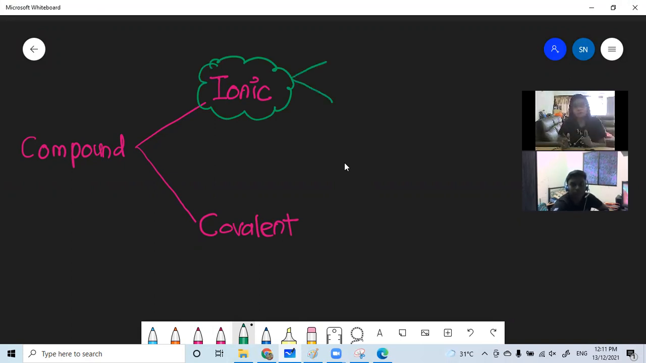Basically, a compound means more than one type of element is present. If only one type of element is present, I cannot call it a compound. Maybe that one is a molecule. If different types of elements are present, then I can call it a compound. For example, sodium positive one, with chloride.